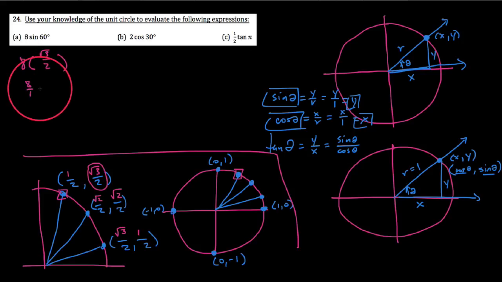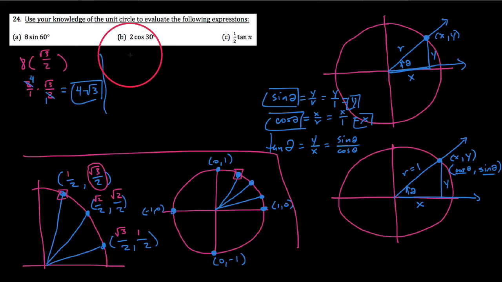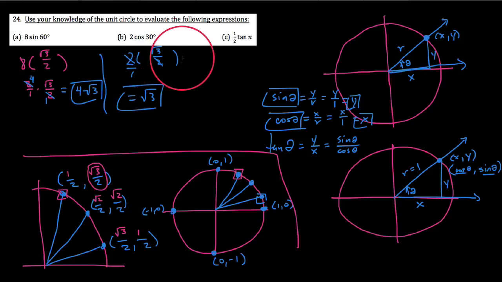If it helps you to see this, we can put our 8 over 1 times root 3 over 2, and of course we multiply straight across, but before doing that, I would take the time to say we share a common factor. So what we get is 4 root 3, and honestly, that's exactly what I'm looking for. Taking a look at letter B, 2 cosine 30, what I'm looking for is the cosine at 30 degrees. Looking at your unit circle at 30 degrees, our cosine value is root 3 over 2. So we get 2 times root 3 over 2. Again, I can put my 2 over 1, but these cancel this time, and what I get is just root 3.